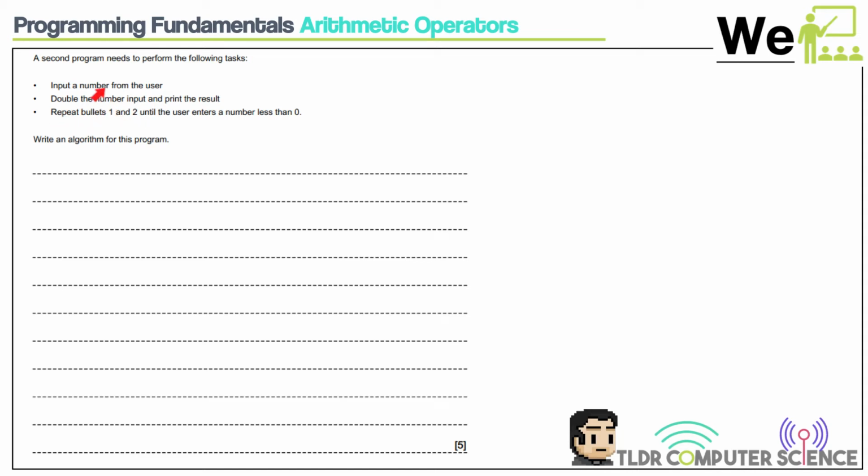Repeat 1 and 2, so these two functions, until the user enters a number less than 0. In that case, we're going to want it to keep looping these first two until the number is less than 0. So now we're using the concept of iteration. Iteration is when we loop. In fact, this will be logic controlled iteration because we don't know how many times it's going to go around. In that case, we'll use a while loop. Let's start from there. So what do we need to do?